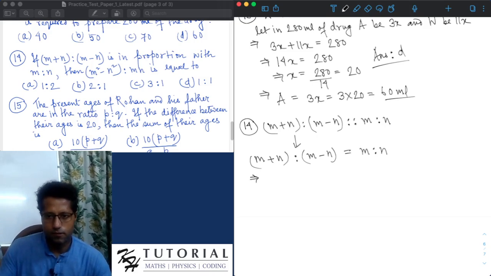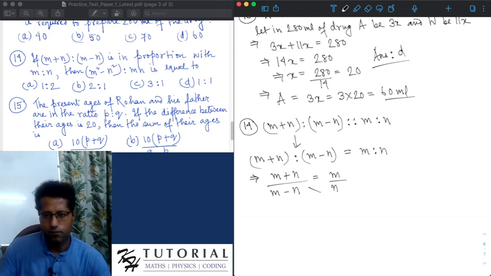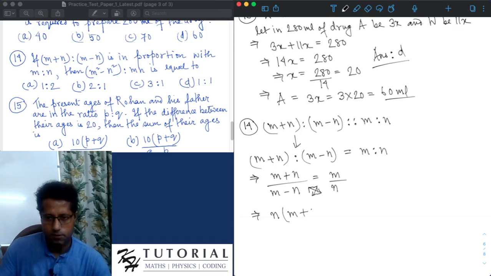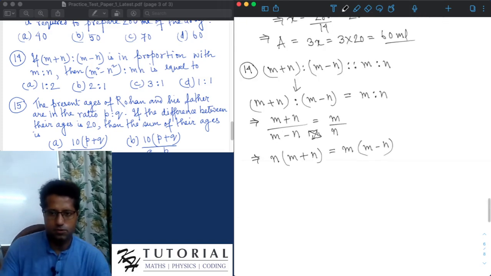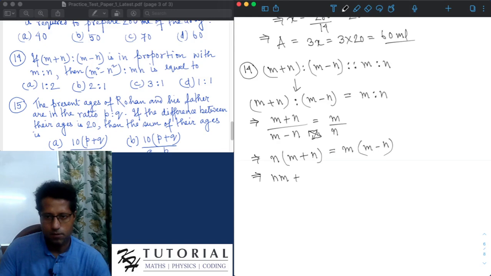Now from here we can say that if we consider the ratio as a fraction, m plus n divided by m minus n equals m by n. Now if we do cross products, we get that n into m plus n equals m into m minus n. Now if we simplify both sides, do the products and open the brackets, we get nm plus n square equals m square minus mn.